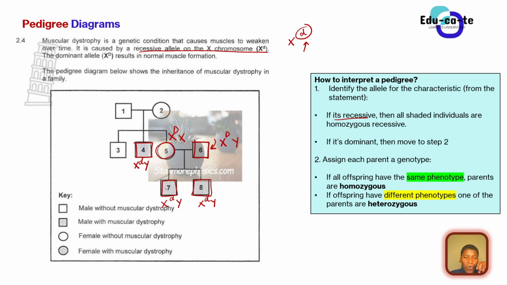But judging from her sons, because number 5, remember, is the mother to number 7 and 8, the sons have got a small letter d. It means that they've inherited it from their mother, because there is no way that the father would have a small letter d, because he is normal, right? So it means that the mother is actually a carrier, because if she has got this genotype, she is normal indeed, because there is a dominant allele. Remember that the dominant allele here results in normal muscle formation.